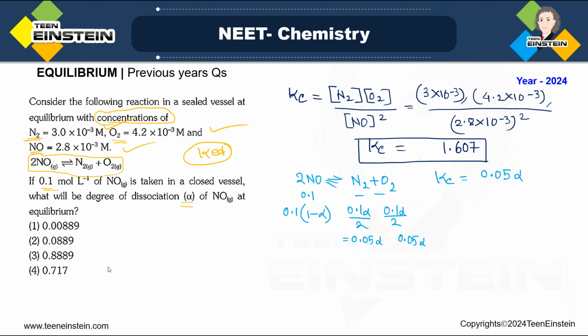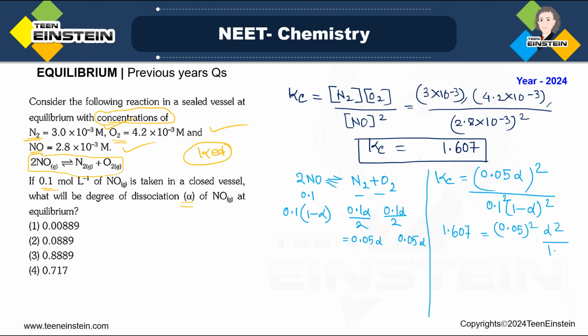So here I will write it: 0.05 alpha to the power 2 divided by 0.1 times (1 minus alpha), whole squared. Now the Kc value you already know, which is 1.607. On this side it will be 0.05 squared alpha squared over (1 minus alpha) squared, and on this side it is 0.1 squared.